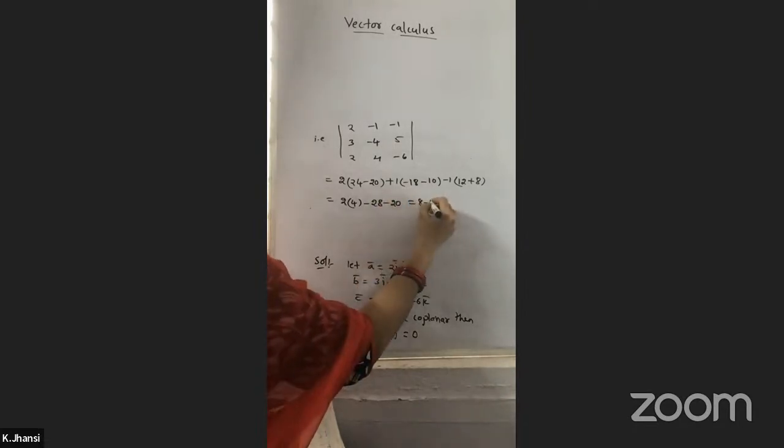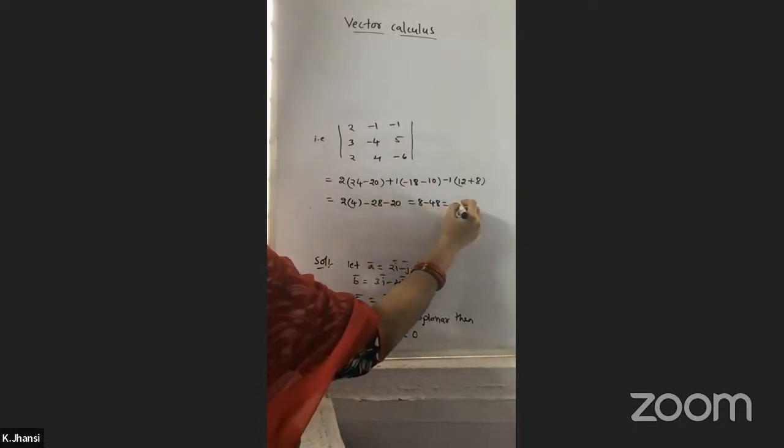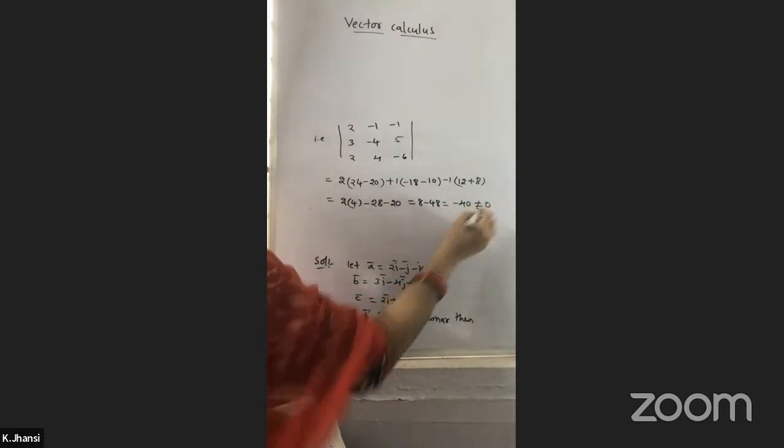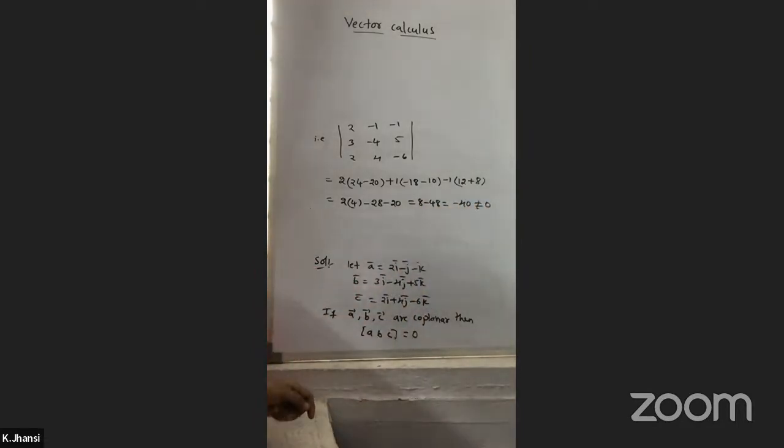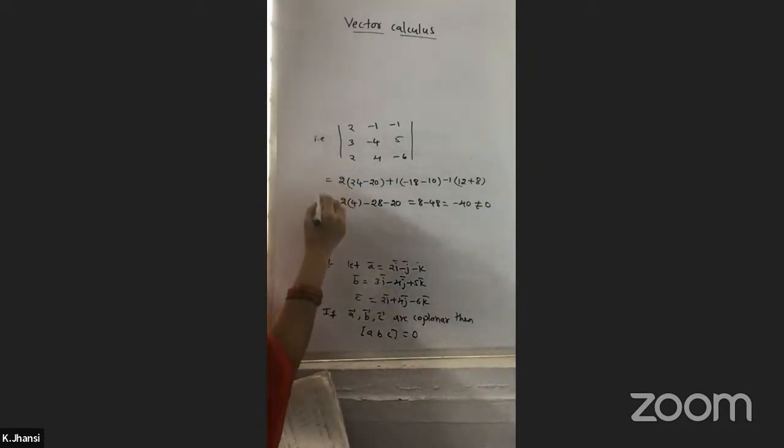This is minus 48, which is equal to minus 40, which is not equal to 0. So we didn't get the value as 0. Therefore, it is non-coplanar. The given vectors are non-coplanar.